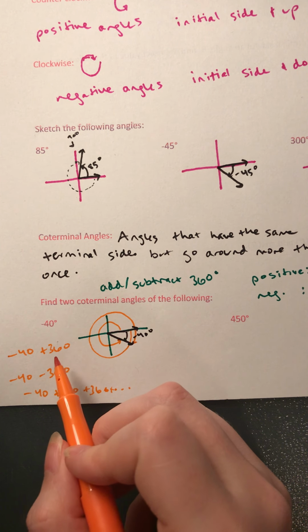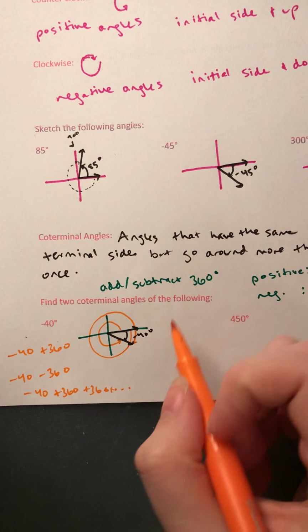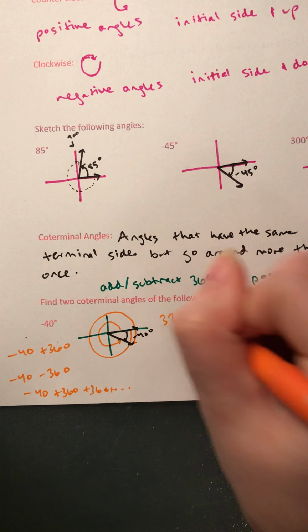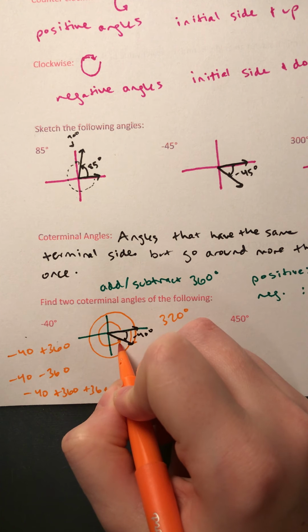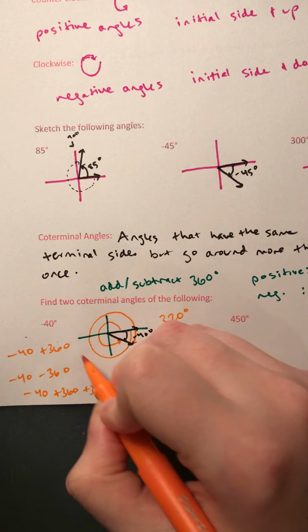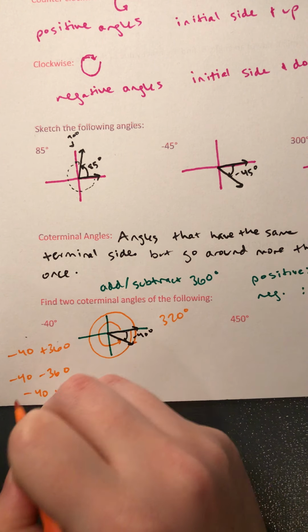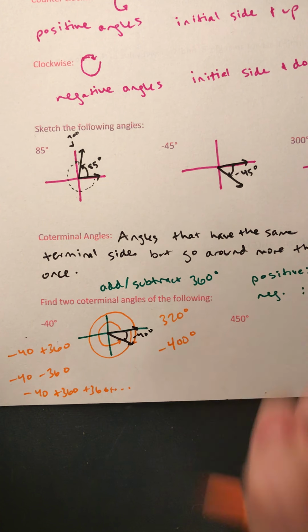Negative 40 plus 360, where does that put you guys? What's 360 minus 40? Gives us positive 320. So one of them is 320 degrees, and that's if we went the positive direction all the way around to negative 40 degrees. And what if we got more negative? If I went around once and then did the negative again, negative 40 minus 360, negative 400 degrees.